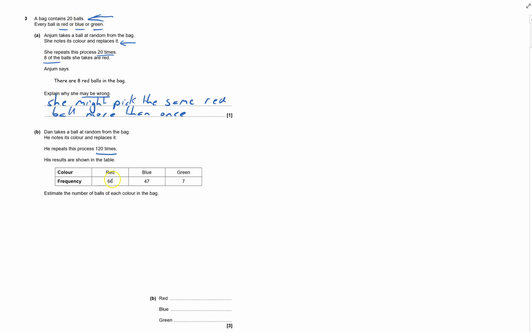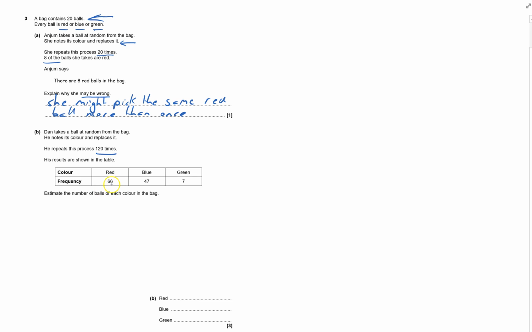66 out of 120, that's just over half of them are red. So you're expecting just over 10, so probably 11, possibly 12, are going to be red. Quite a lot of blue, not very many are green. We do know that red, blue, green must add up to 20. And knowing some of those things before we start working it out often helps.